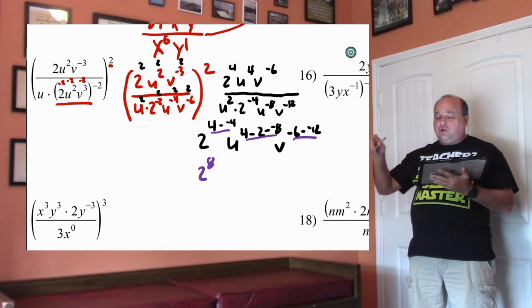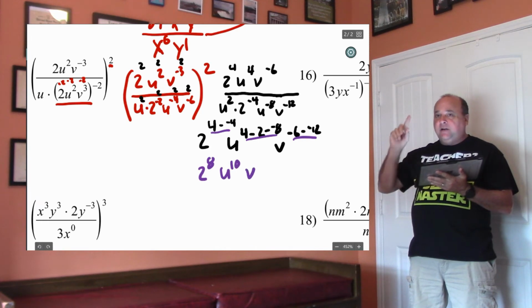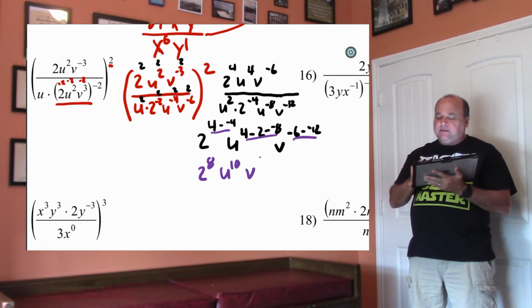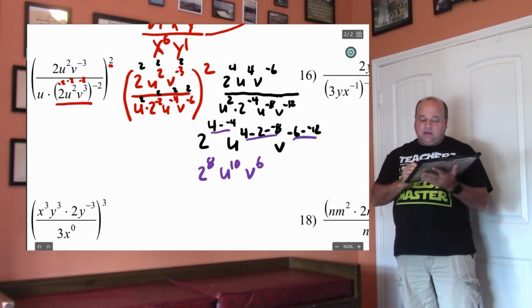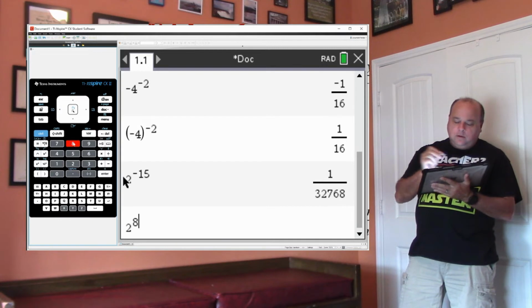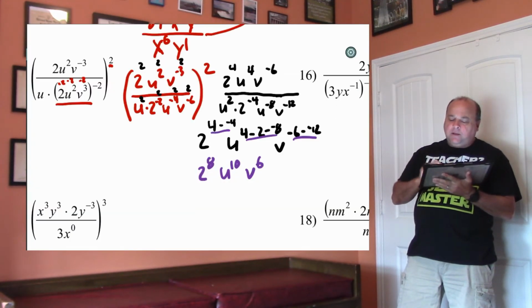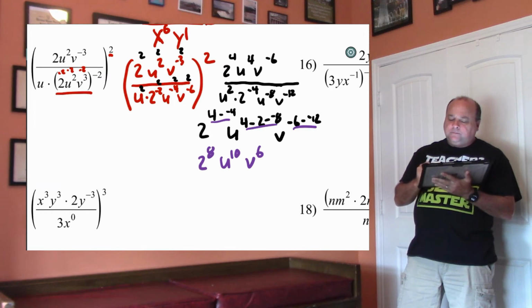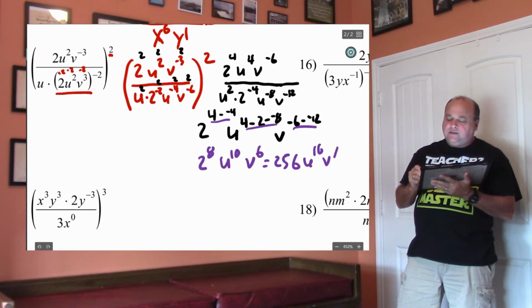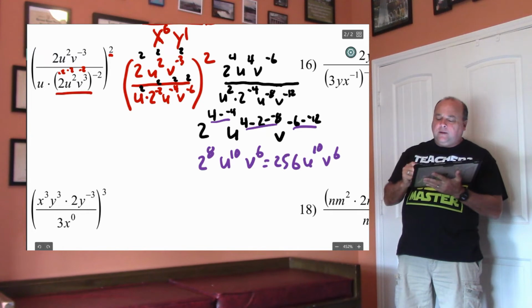4 minus 2 is 2, minus a negative 8, that's plus 8, so 2 plus 8 is 10. So u to the 10, and then v: negative 6 plus 12 is 6. And 2 to the 8th power is 256. So this is going to be 256 u^10 v^6. Don't leave a number with an exponent. You're going to simplify that, okay?